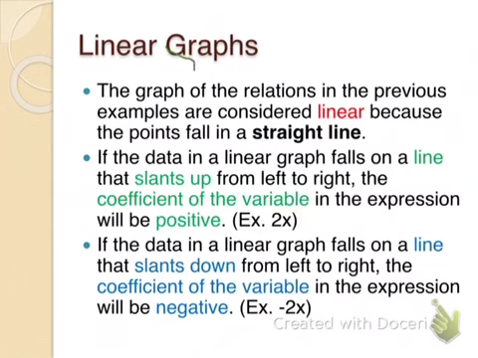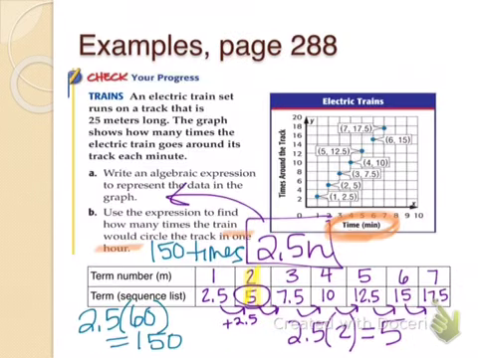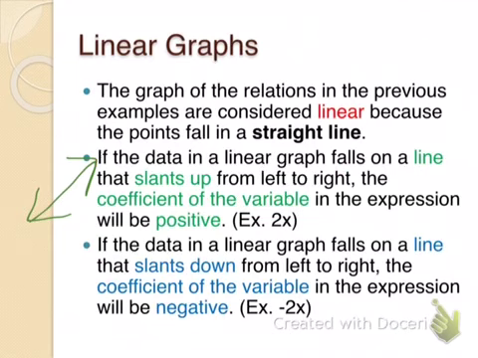If the data in a linear graph falls on a line that slants up from left to right, so what I mean is it looks like it's climbing or increasing, it's going up, then the coefficient of the variable is going to be positive. An example of that would be something like 2x. Okay, so if it's going up, it's going to have a positive coefficient. Okay, so if we go back and look at our expressions, right here, these points are going up from left to right, and notice that we've got a positive 2.5 there. Okay, so in front of our n, or in front of our variable, we've got a positive coefficient. That tells me that that line is going to be increasing.